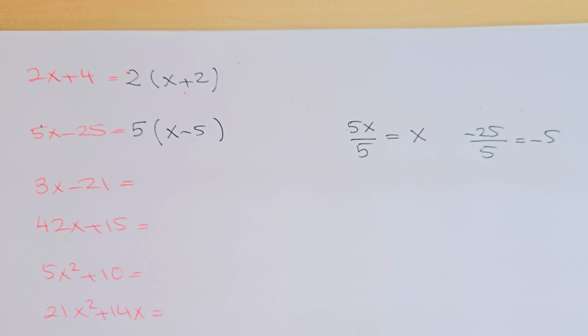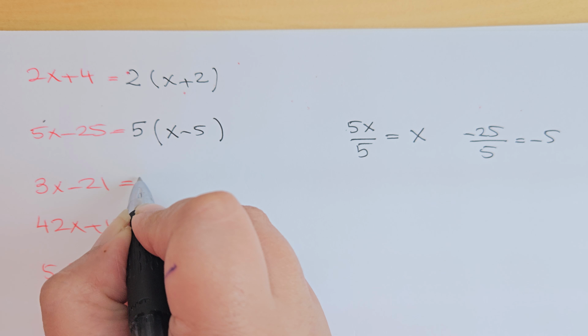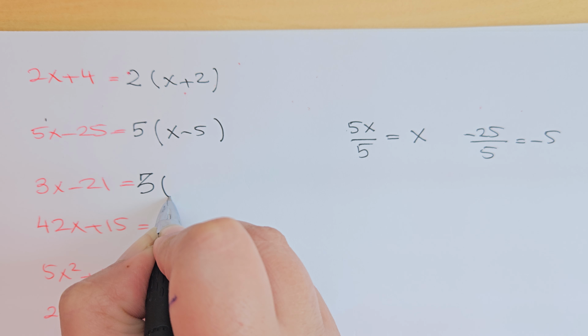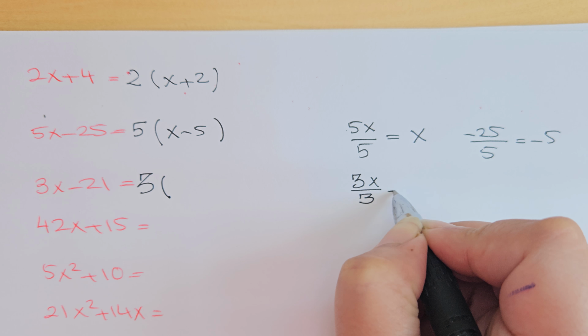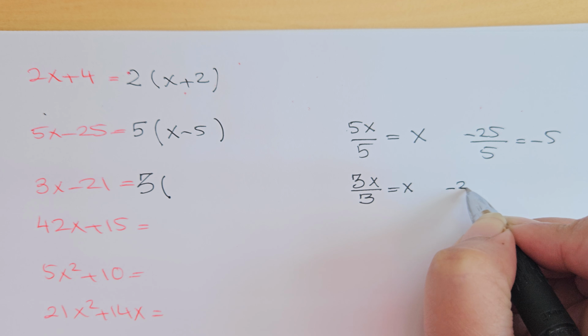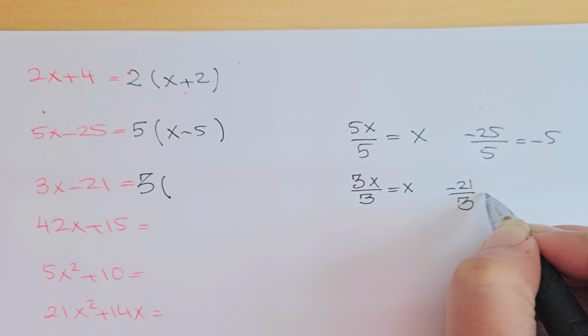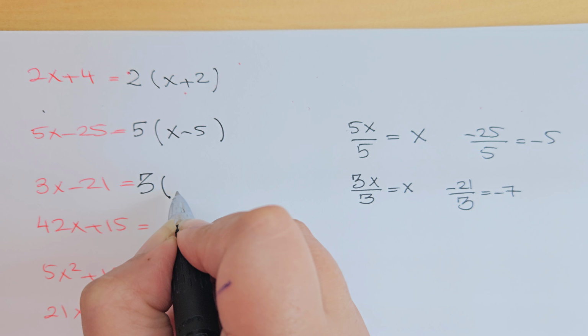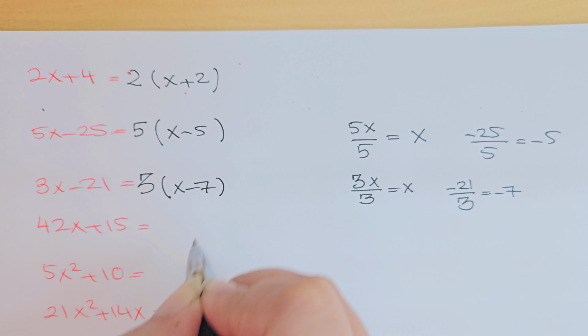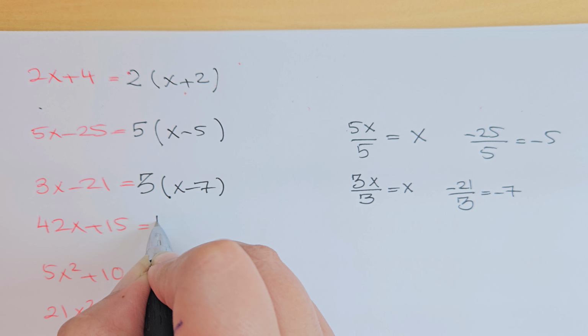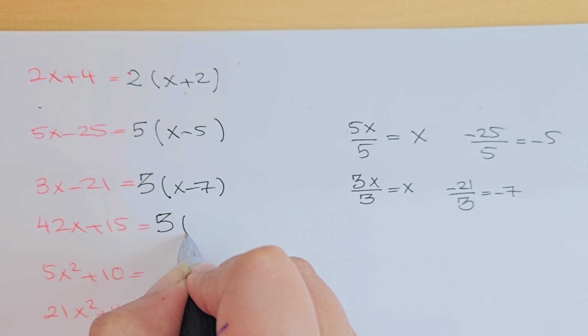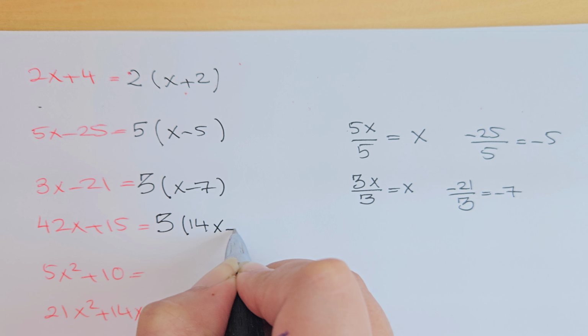How about the third one? Here, I would pull out the 3. Again, 3x divided by 3 is x. Negative 21 divided by 3 is negative 7. So that would be x minus 7. And doing number 4, I would say 3 again. So that would be 14x plus 5.